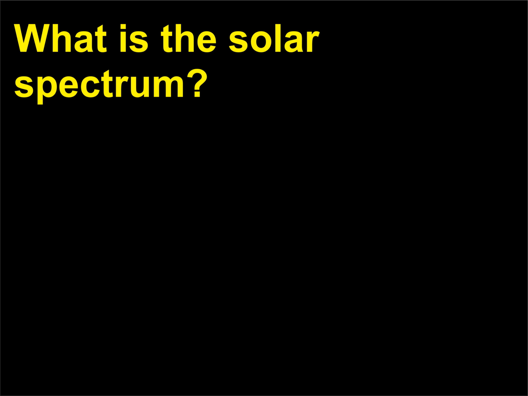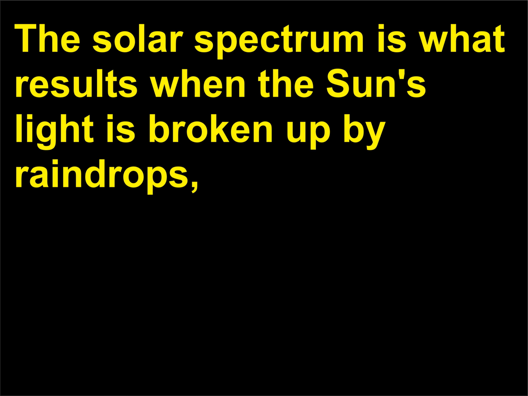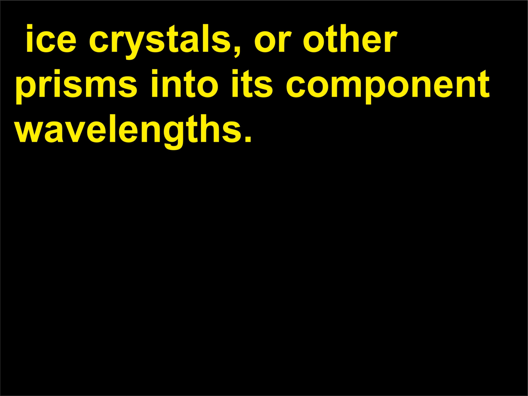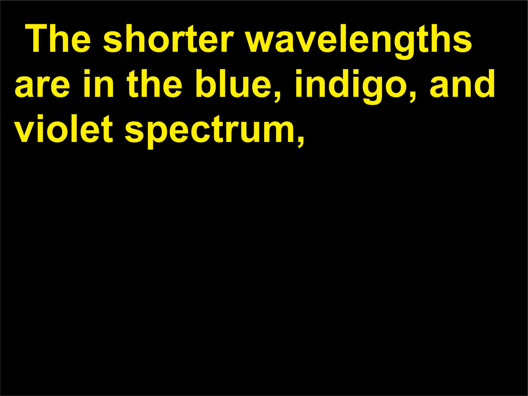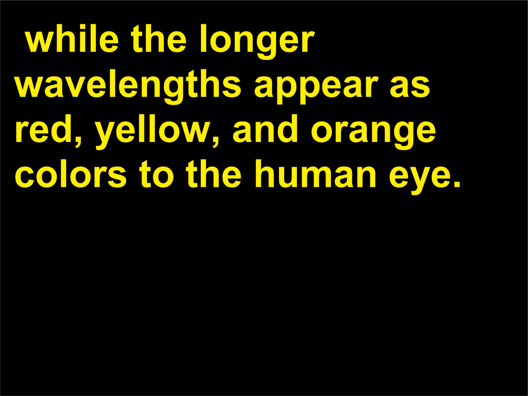What is the solar spectrum? The solar spectrum is what results when the sun's light is broken up by raindrops, ice crystals, or other prisms into its component wavelengths. The shorter wavelengths are in the blue, indigo, and violet spectrum, while the longer wavelengths appear as red, yellow, and orange colors to the human eye.